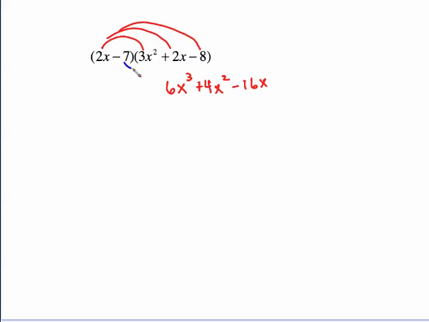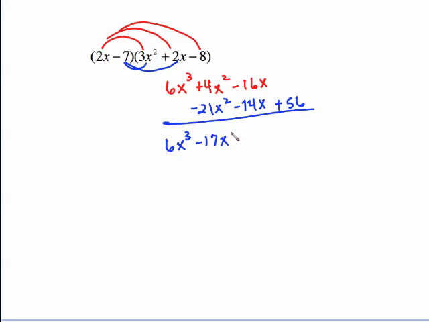And then let's distribute with the negative 7. Negative 7 times 3x squared is negative 21x squared. Negative 7 times 2x is negative 14x. And negative 7 times negative 8 is positive 56. Combine: 6x cubed minus 17x squared minus 30x plus 56. So that's your adding, subtracting, and multiplying of polynomials.